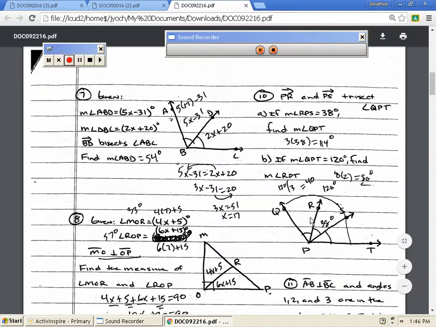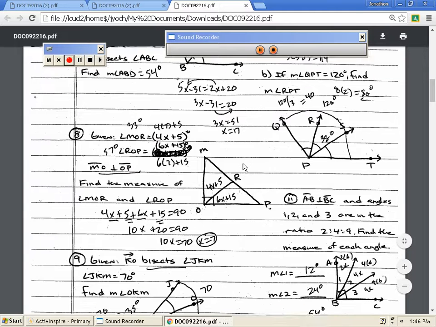Guys, in 10, if RPS is 38, that's one angle. QPT is the big papa angle. It's all three of them. So do 3 times 38, 114. The next one, QPT is 120. That is all three of them, the big guy. Divided by 3, each individual angle is 40 degrees. Well, RPT is 2 of those angles. That's why we did 40 times 2 and got 80.